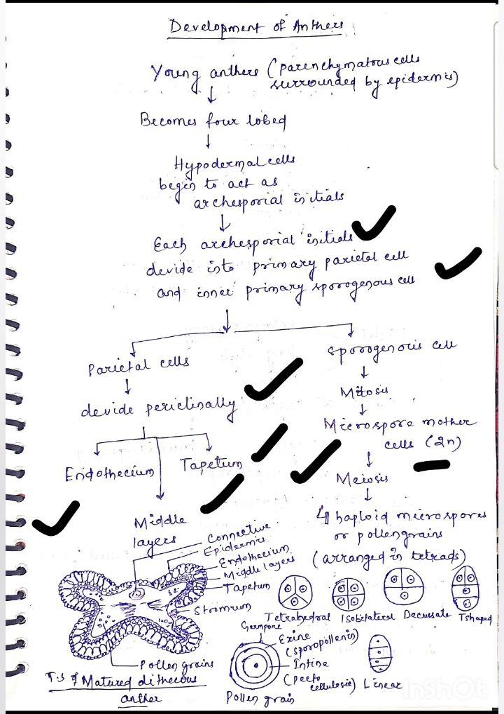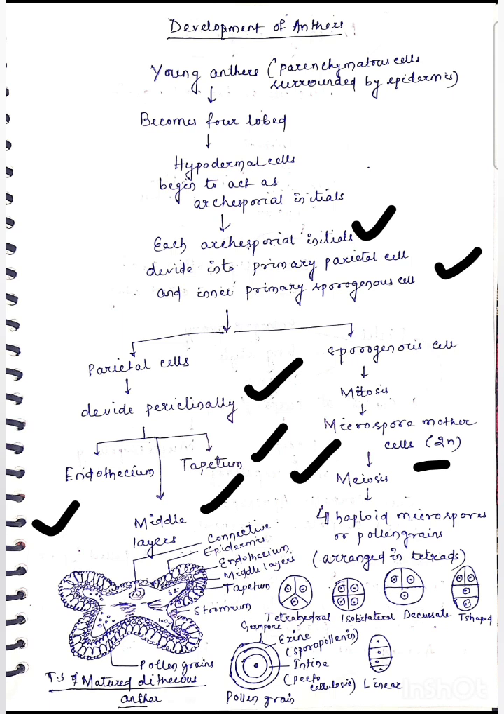Okay. So at first a parenchymatous cell surrounded by epidermis is there. Then soon it becomes 4-lobed, and then some hypodermal cells act as archesporal initial. It divides to form parietal cell and sporogenous cell. Parietal cell forms endothecium, middle layer and tapetum. Epidermis is already there, and sporogenous cell undergoes mitosis to form microspore mother cell. Microspore mother cell undergoes meiosis to form 4 haploid pollen grains.